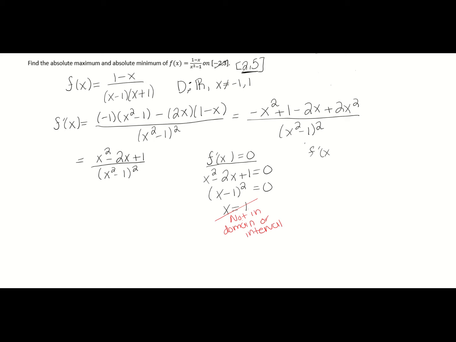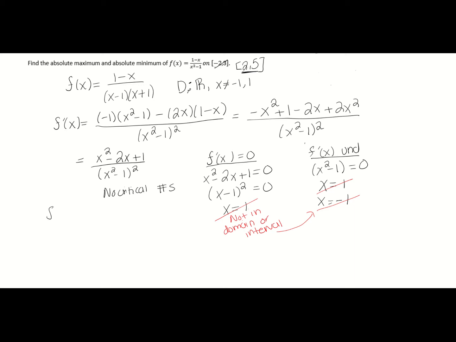Then I'm going to look at where it's undefined. It will be undefined when the bottom is 0, so x squared minus 1 is equal to 0. But I already solved for this. This gives me 1 and negative 1. But again, for the same exact reasoning, both of these are out because they're not in the domain or in the interval. So I have no critical numbers. So the only thing I need to test are the endpoints.